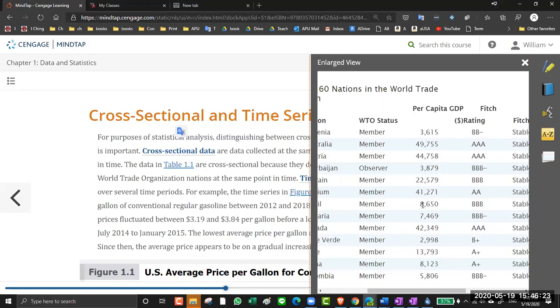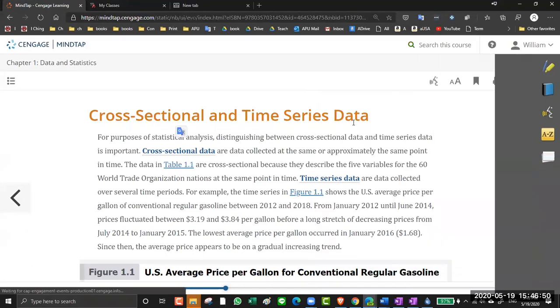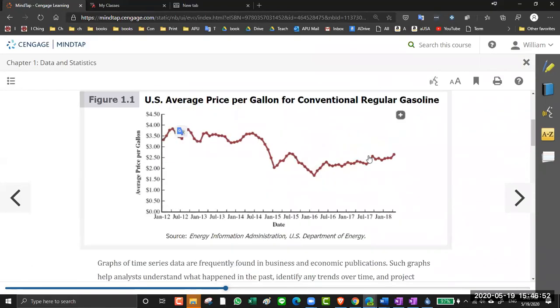Maybe this is last year. This year it's going to look different, right? Who knows? We don't know. So this is not time series. It's all taken at the same moment in time, whereas this is taken at different moments in time. The measurements are taken at different moments in time.